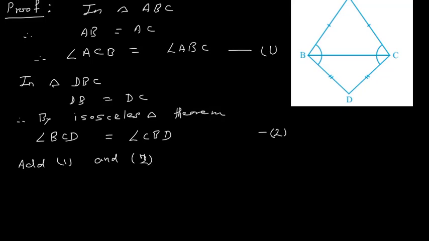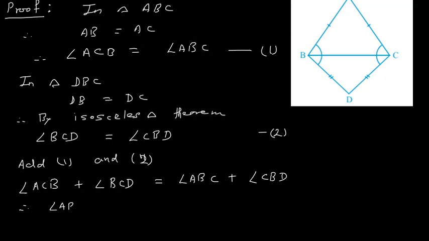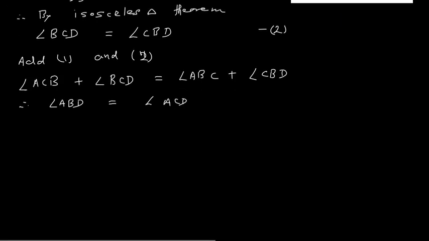So when you add these two equations, you will get angle ACB plus angle BCD is equal to angle ABC plus angle CBD. Okay, therefore this whole angle is angle ABD, and this will be equal to angle ACD. Okay, so this is all we have to prove, hence I will say that hence proved.